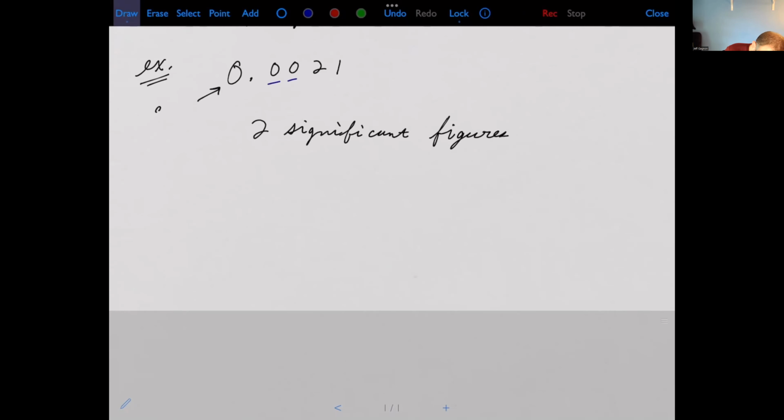Okay, so for example, let's say I have this number, 0.0021. In this case, these 2 zeros here are just placeholders. They are not significant. So in this particular number, only the 2 and 1 are significant. So this would be an example where there are 2 significant figures. Oh, and by the way, the 0 that's in front of the decimal is also not significant.